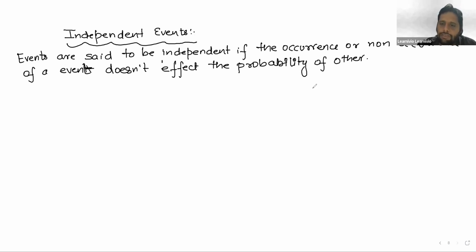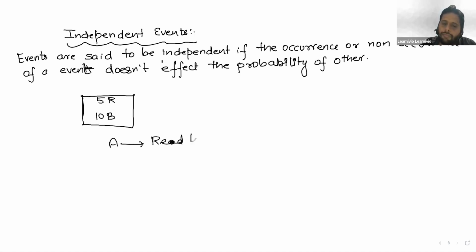Okay, we will take an example. Suppose we have a box. This consists of 5 red and 10 black balls. Let A be the event of drawing a red ball. So who can tell me what's the probability of A? Yes, 5 by 15. So this will give you 1 by 3.